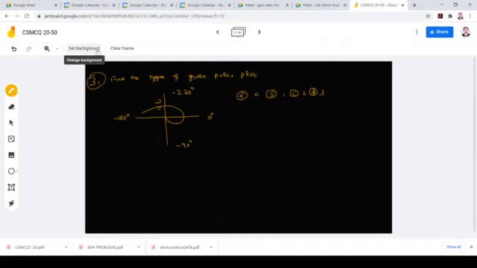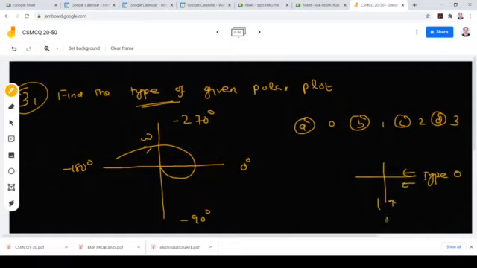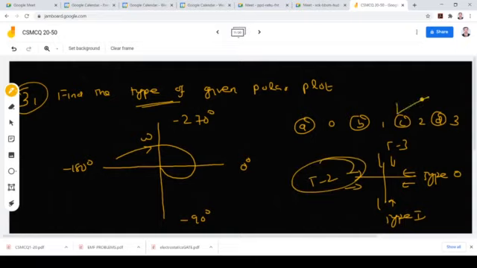What about this one? Find the type of a given polar plot. Type is obtained from the starting point. We know this area indicates type 0, this area indicates type 1, this indicates type 2, this indicates type 3. Where did it start? This one started from here, so it is starting in this quadrant. So here the type is 2. So the answer is option C.